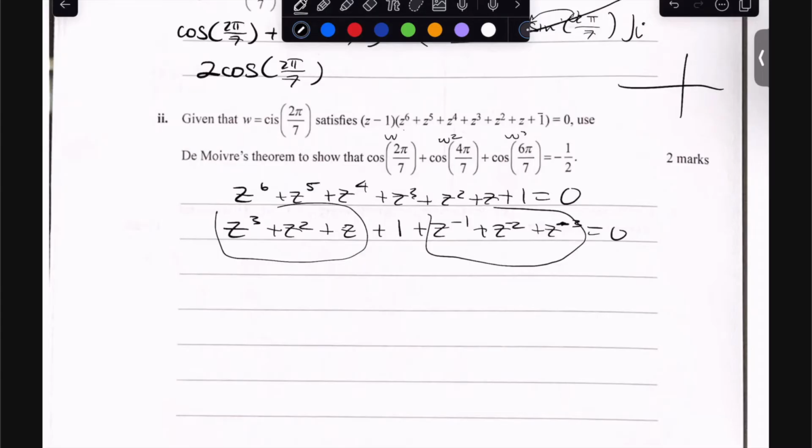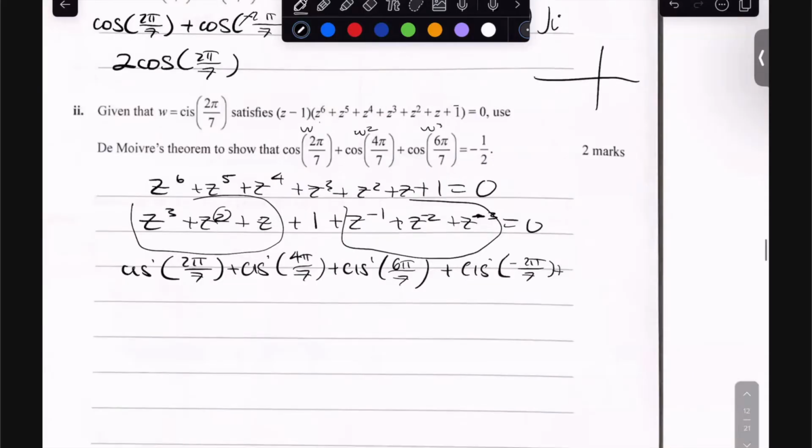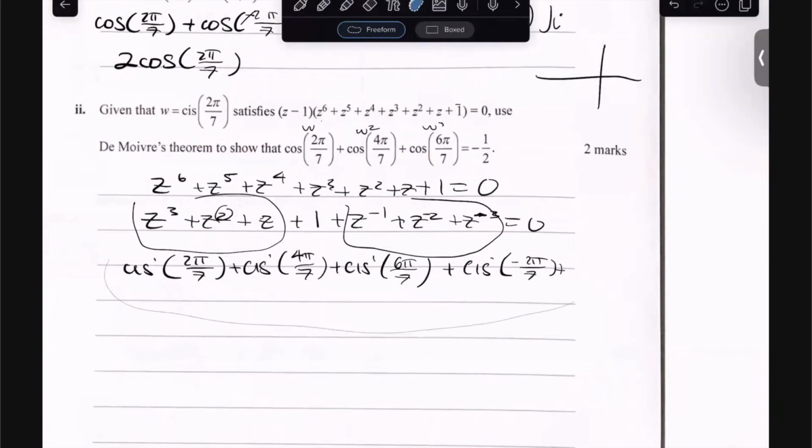So you can say that that's cis 6 pi on 7, 4 pi on 7, 2 pi on 7. So that's cis 2 pi on 7 plus cis 4 pi on 7 plus cis 6 pi on 7, and then plus cis negative 2 pi on 7 plus cis, this is so long, for 2 marks this is a bit ridiculous.